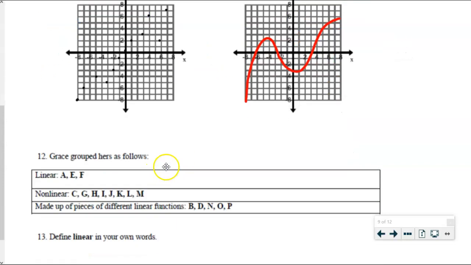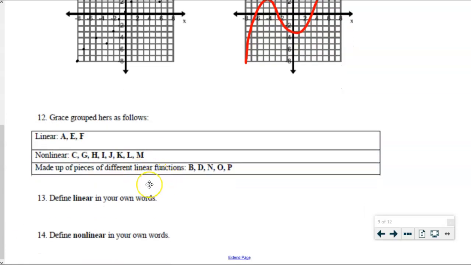Okay, great job. And now put them back in order A through P so that we can have our final discussion. A through P so we can sort them easily. Grace grouped hers A, E, F. So once they're in order and you can easily find A, E, and F, pull those out.